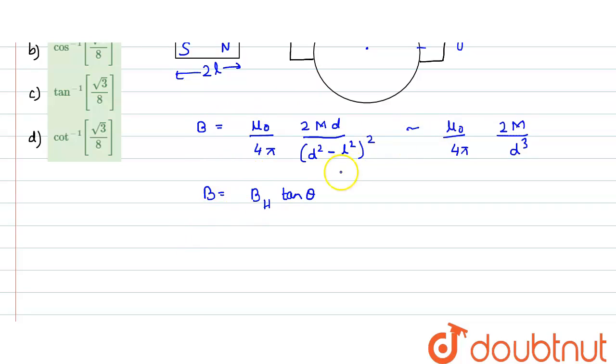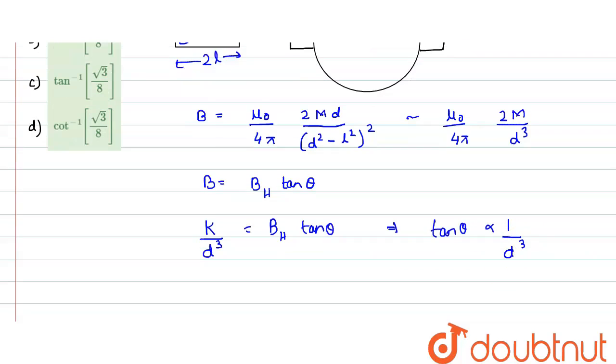Now we can put the value. The terms mu naught by 4 pi, 2, and M are constants. What is the changing term? It is d. So we put this constant as k, and we can write this as k over d cube, which is equal to BH tan theta. From this relation, everything is constant, and we are changing the distance. So we can say that tan theta is proportional to 1 divided by d cube.